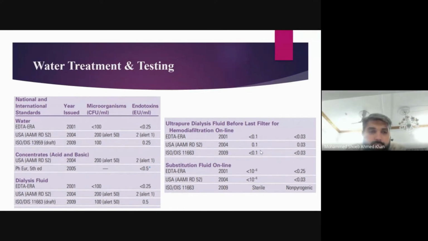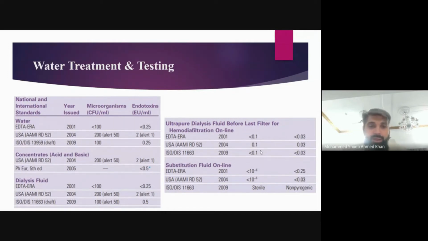And even the concentrates, not just the dialysis water. During dialysis we need to use certain concentrates that come in bottles which are non-sterile, having acid and bicarb. These come separately, and these concentrates, after being mixed, should be checked for the presence of microorganisms. It should be less than 200. Endotoxin should be less than 2. The alert value is definitely half of that, 50% and below of that, you should be alert.